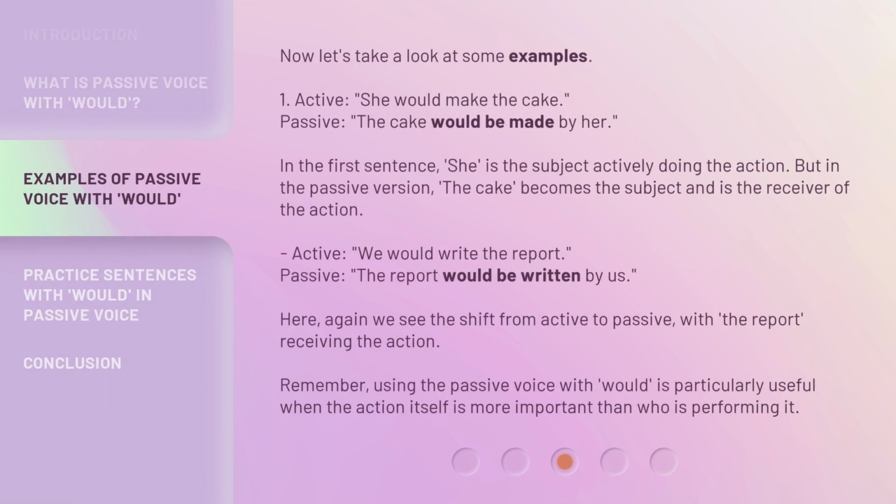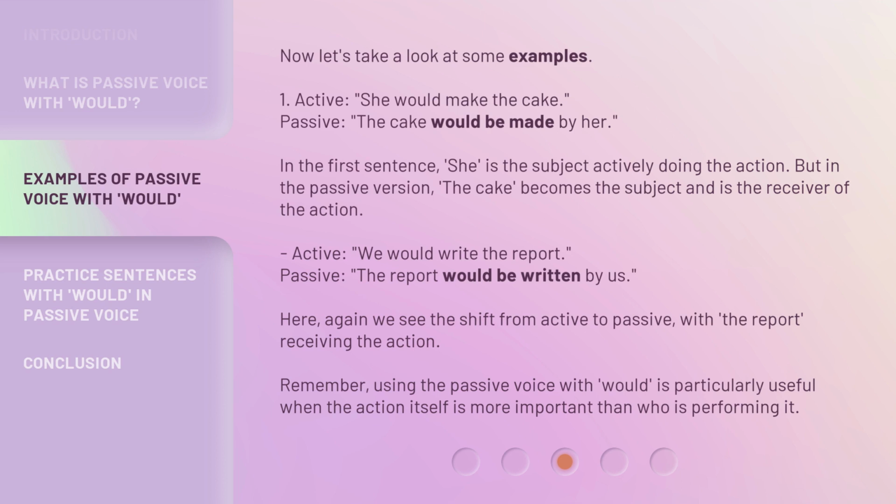Now let's take a look at some examples. 1. Active: She would make the cake. Passive: The cake would be made by her. In the first sentence, she is the subject actively doing the action. But in the passive version, the cake becomes the subject and is the receiver of the action.